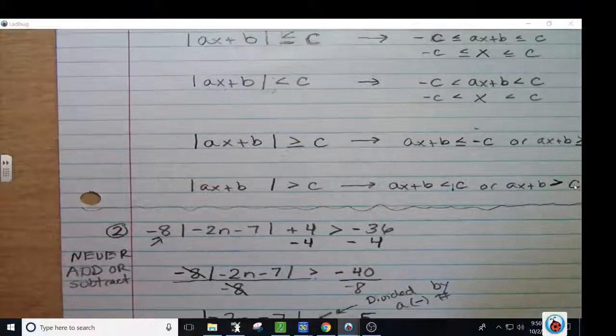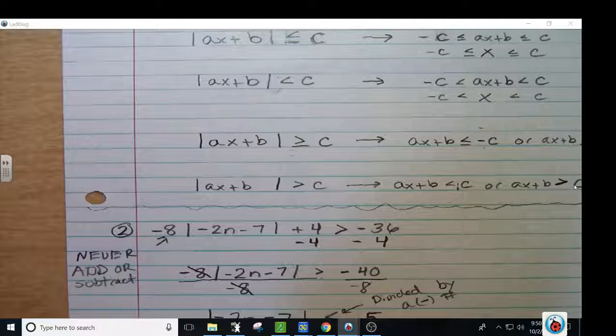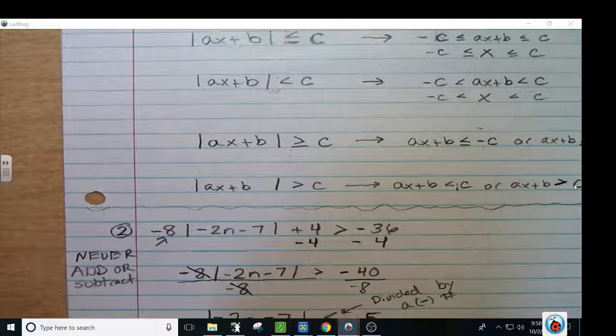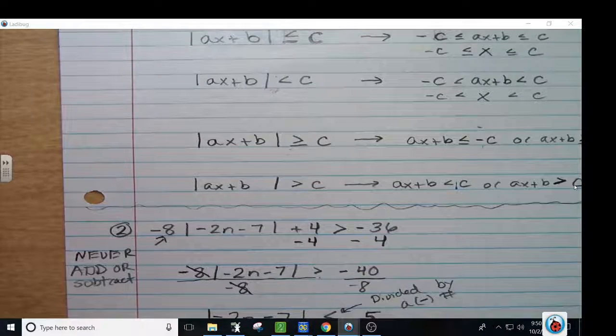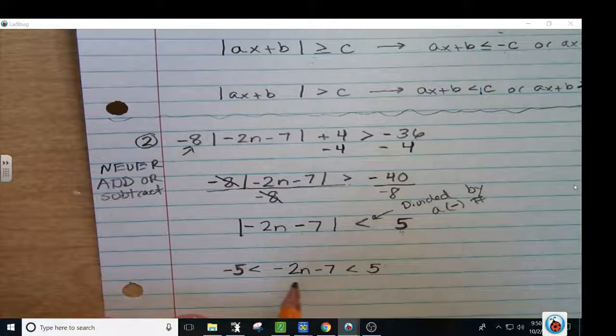So what it's going to be is negative. Now we're going to drop our absolute value bars. Negative 2n minus 7. Okay, so what I did was, guys, the way I set it up, if you look at your rules, I set it up just like the rule told me to.